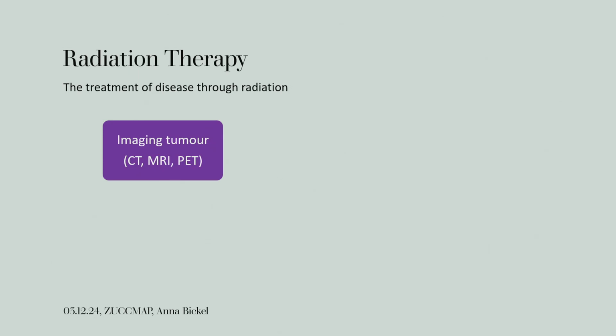Radiation therapy is defined as treating disease through radiation, and we will look at a typical workflow. The first thing we always need is an image of the tumor. So we need to know that there is disease to treat. Here we can use CTs, MRIs, but also PET scans. If you're not familiar, PET stands for positron emission tomography. We use a radioactive isotope which decays into positrons, and then we measure those.